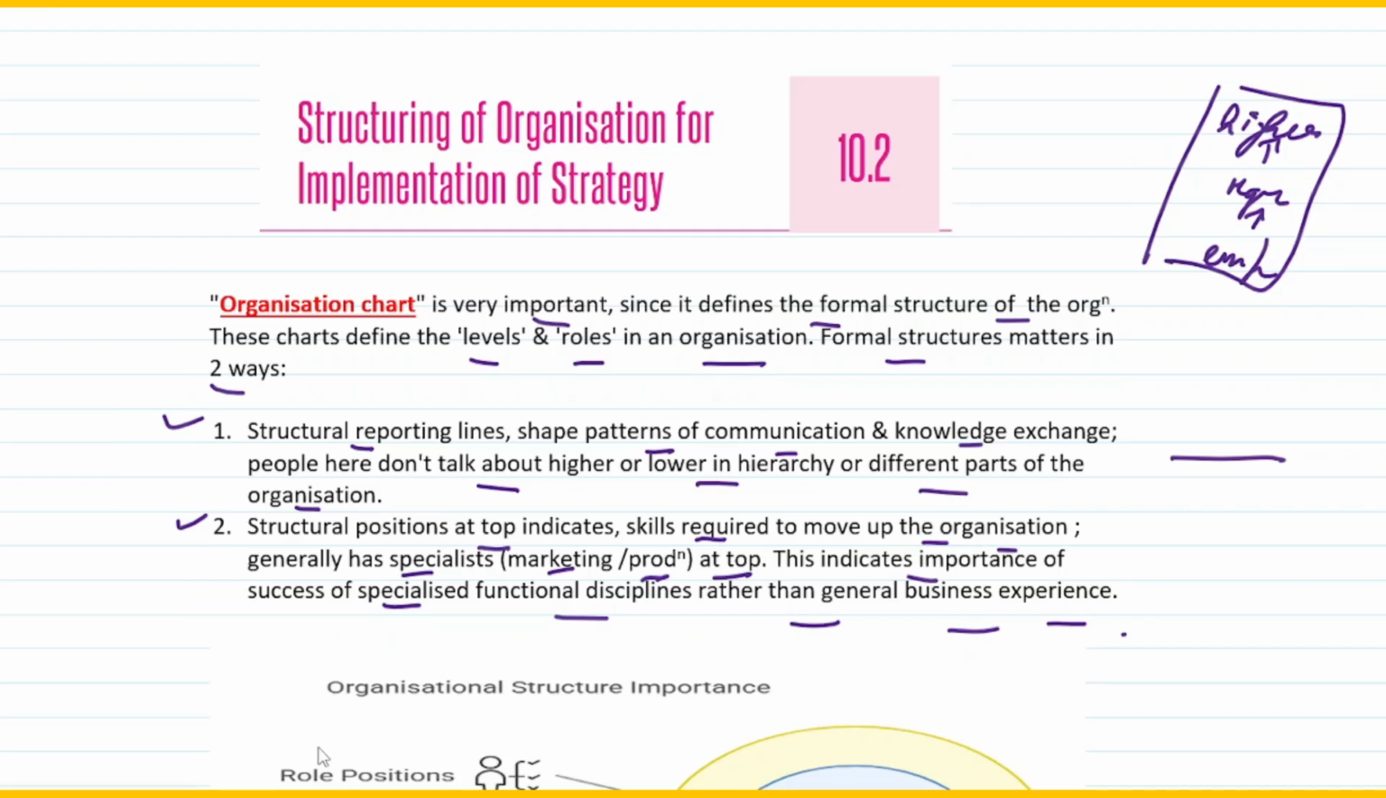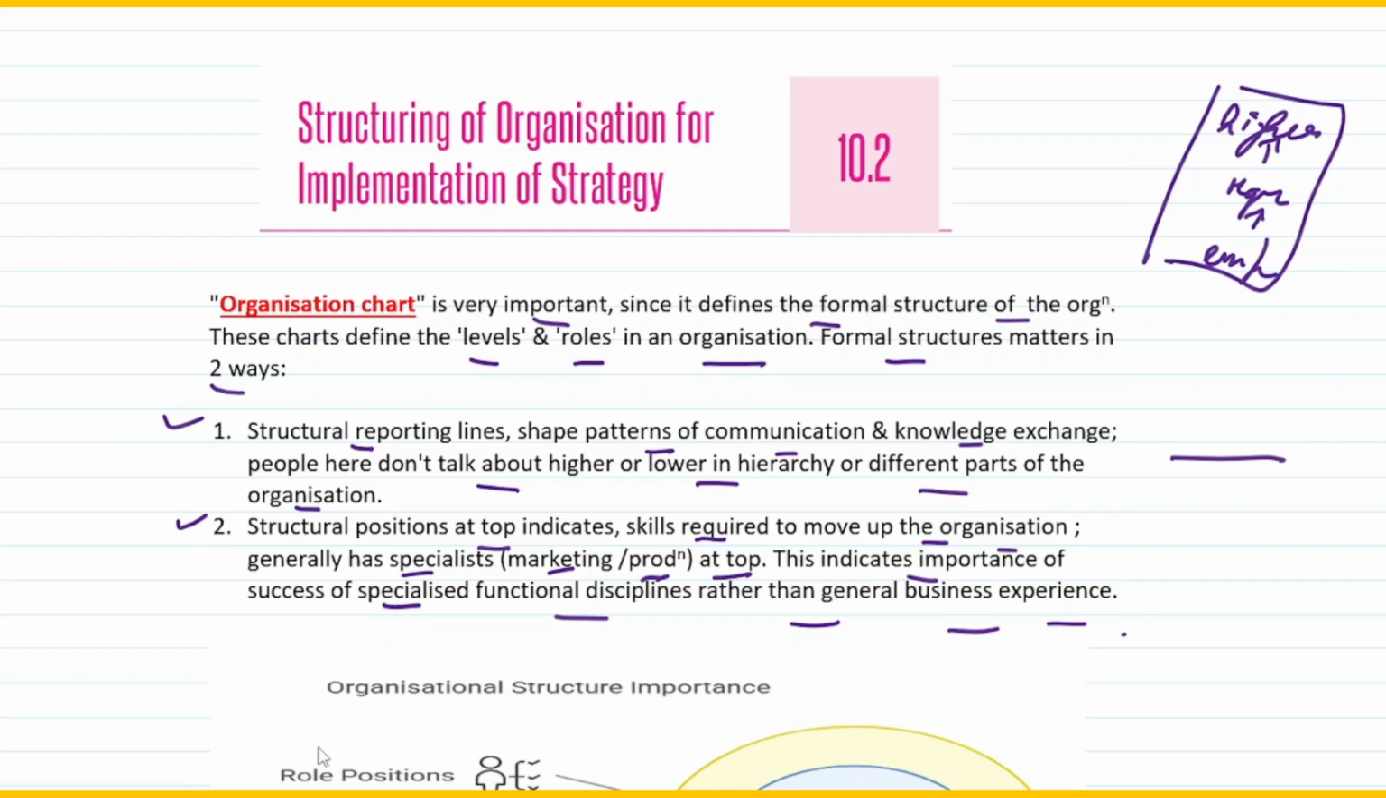So what exactly is an organization chart? It is very important because it decides the formal structure of the organization. These charts also define the roles and the levels in an organization. There are basically two types. One is more parallel. Here, in the structural reporting lines, they shape the patterns of communication and knowledge exchange. But here we don't really talk about the higher or lower in hierarchy or different parts of the organization. Whereas structural position at the top indicates the skills required to move up the organization, and they basically have what kind of people?